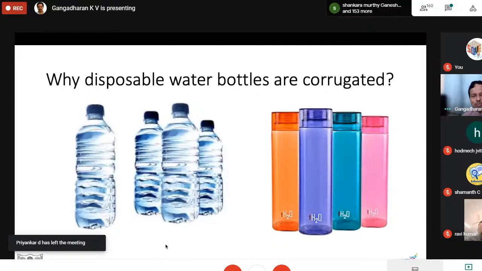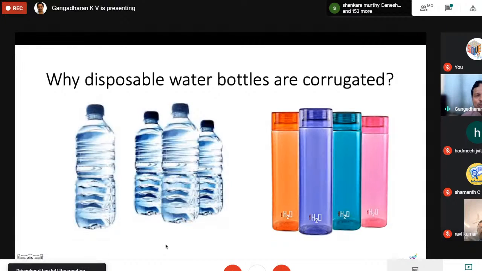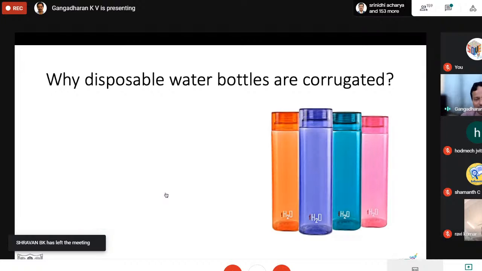So assume that until third semester they have been having a common syllabus. Now, I want you to look at this. First question you are going to ask is why disposable water bottles are corrugated, whereas other water bottles which we normally reuse are not corrugated.